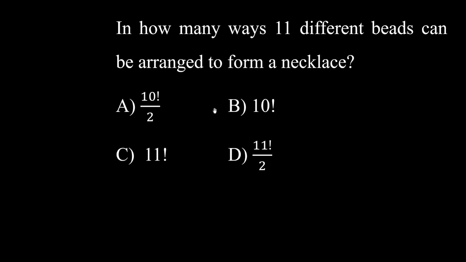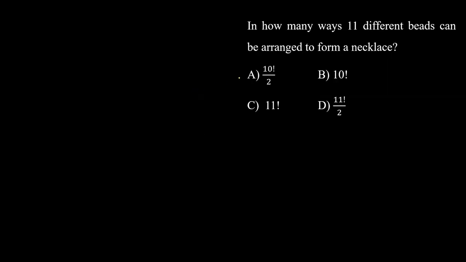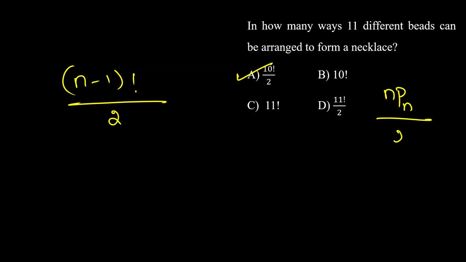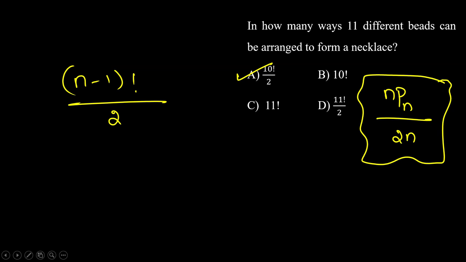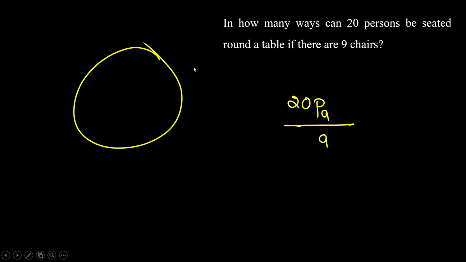11 different beads arranged to form a necklace. 10 factorial divided by 2, that is, n minus 1 factorial divided by 2 is the thing. Or NPN divided by 2N. This is circular, invertible circular permutation. The previous one was circular permutation, this example is invertible circular permutation.